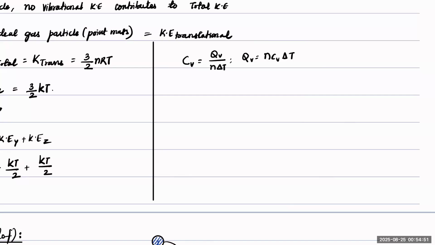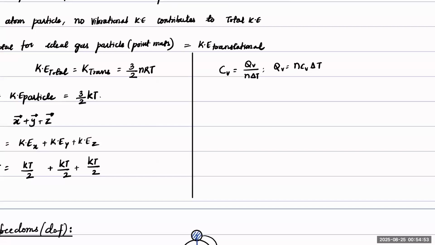Check. So QV is equal to nCV dT. Now tell me, if I take the first law of thermodynamics, delta U is equal to Q plus W. I told you that this work factor is only possible if there is some expansion or compression. But if your system is at constant volume, will this be a contributing factor here? No, right? So I can say that this factor is not contributing at constant volume.